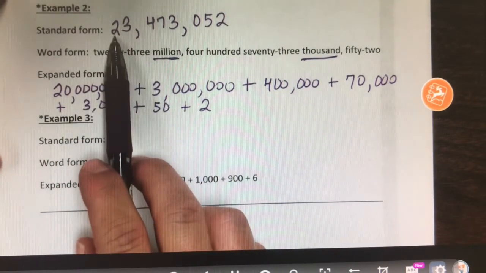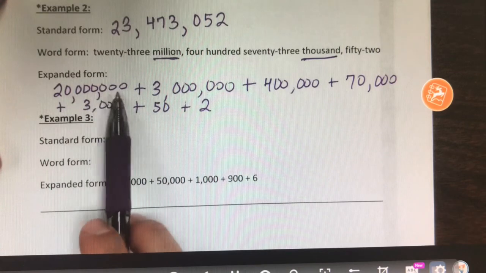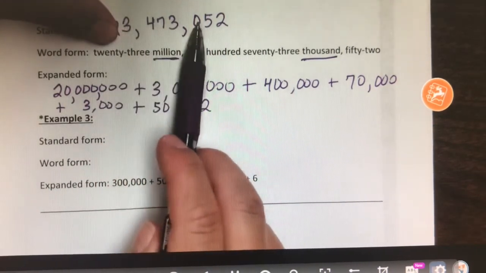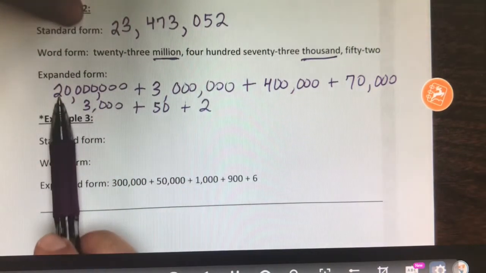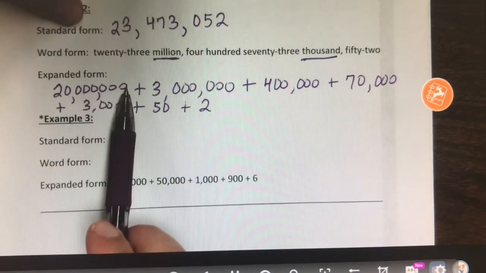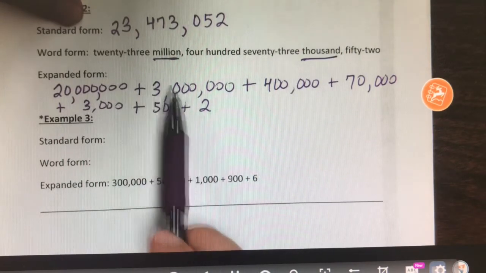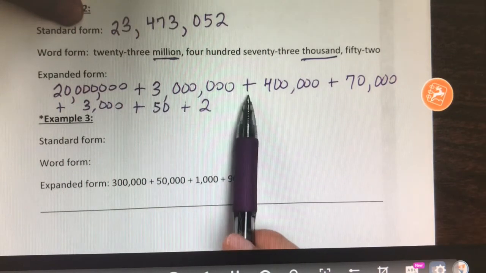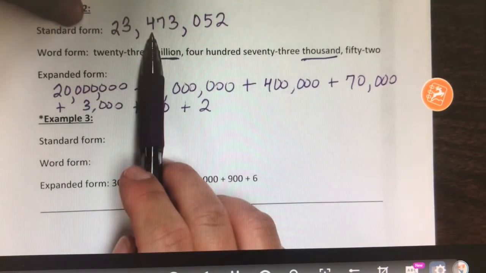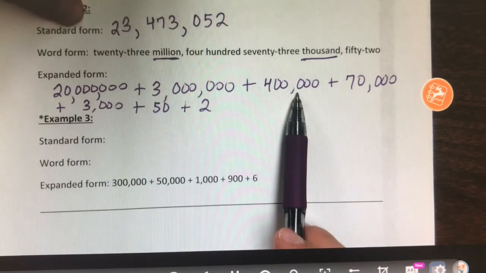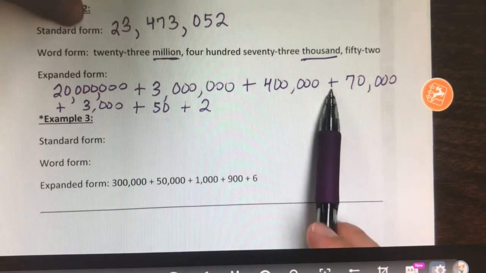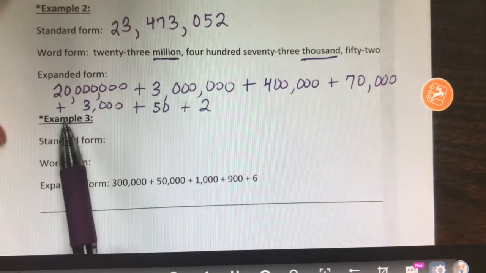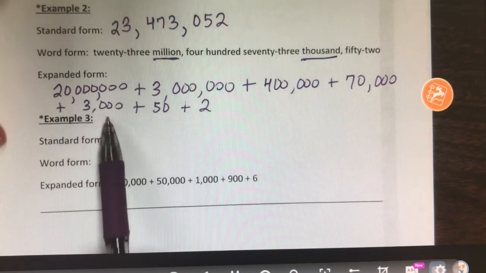So I started with a 2, which is in the 10 million spot, so that gave me 20 million. And remember our trick, keep the 2 and count 1, 2, 3, 4, 5, 6, 7 zeros. Then I'm going to add that to the 3 in the million spot, so that 3 is worth 3 million. Plus, this 4 is in the 100,000 spot, so it's worth 400,000. Plus the 7 in the 10,000 spot, so that's 70,000. The 3 is in the 1,000 spot, so that's worth 3,000. So I wrote plus 3,000.